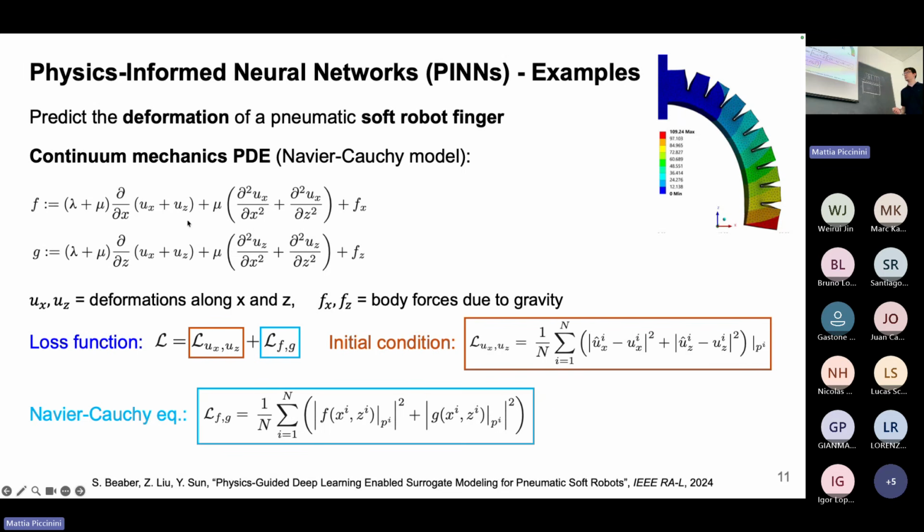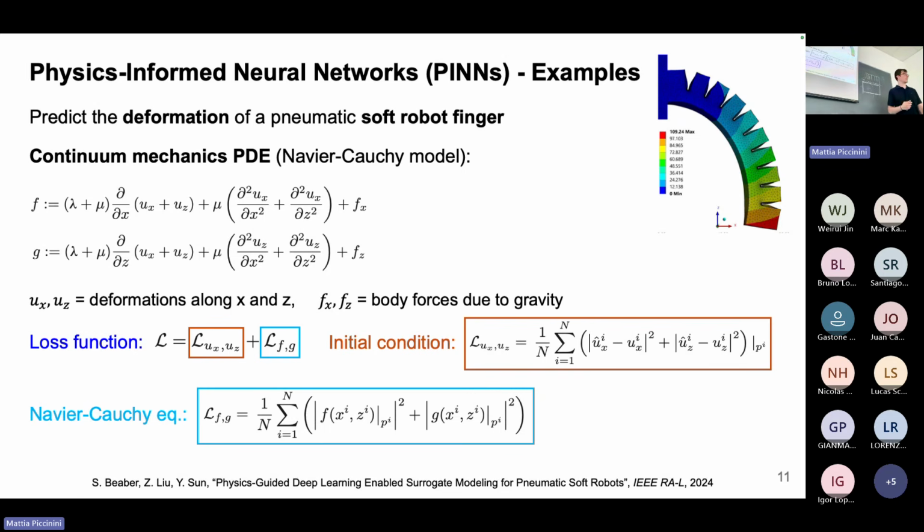So what can we do? We can simply sum the violation of the first equation plus the violation of the second equation. And again, these points are something that you can choose inside the domain. You can sample the domain as you wish and impose the satisfaction of the equations inside the domain.